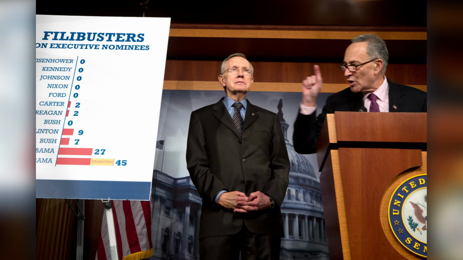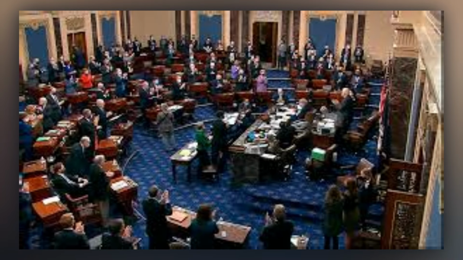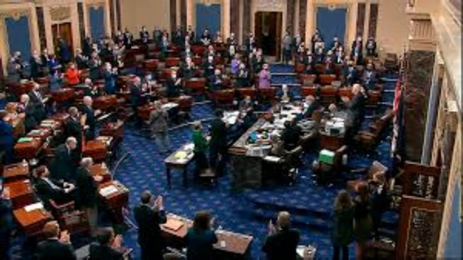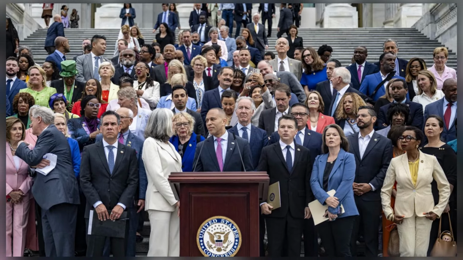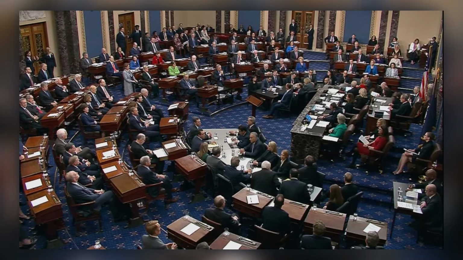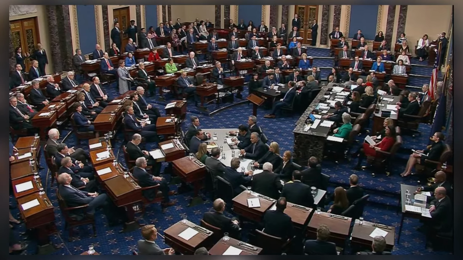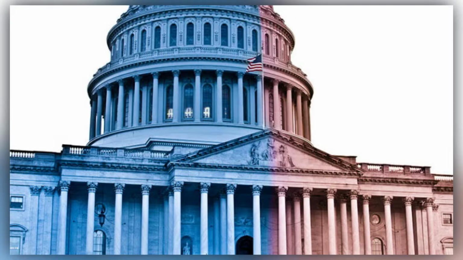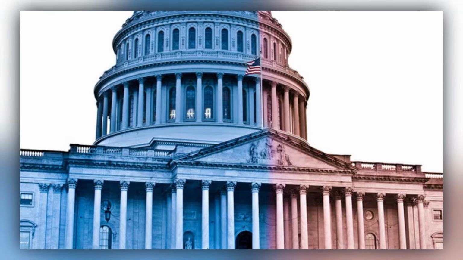The filibuster has been modified before. In 2013, Senate Democrats under Harry Reid used the nuclear option to eliminate the 60-vote rule for most presidential appointments. In 2017, Republicans under Mitch McConnell extended that change to Supreme Court nominations. Those changes were initially seen as limited, but each time the rule has been weakened, the Senate has inched closer to eliminating it. Today, with partisanship at historic levels, the filibuster has become a symbol of dysfunction.